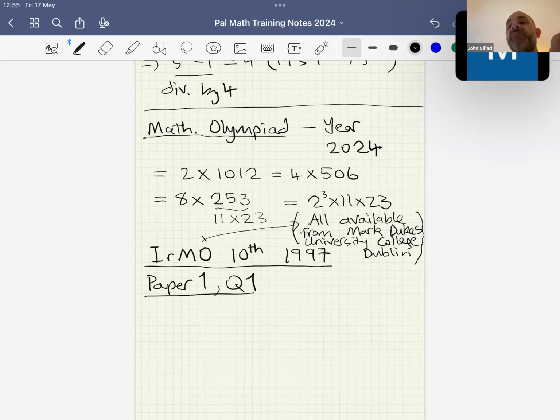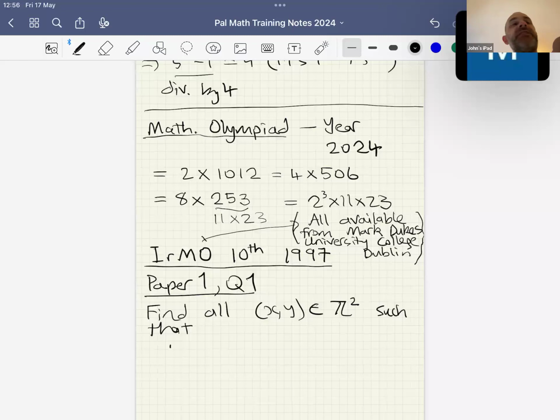Okay, so paper 1, question 1, the question is the following. Find all pairs x and y. They have to be pairs of integers such that, and you can see here the year is 1997, and that's incorporated into the question, that we have 1996, 1998 equals xy. Okay?